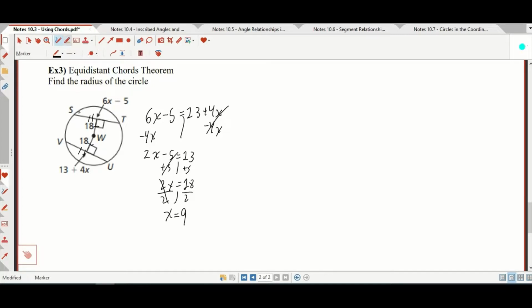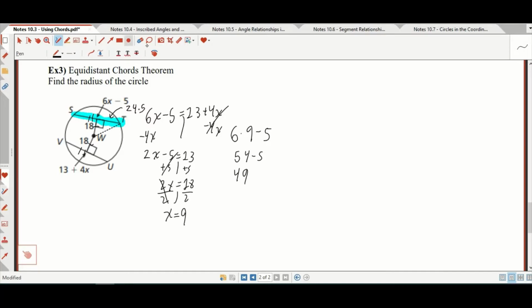Well, how x helps us is that it's going to tell us this length ST, because it's 6 times x, which is 9, minus 5. And 6 times 9 minus 5 is going to be 54 minus 5, which is 49. Now again, how does that help us? Well, I know that WT is the radius, if that's the center there. So from W to T is the radius. So we actually have a right triangle where one leg is 18, the other leg isn't 49, it's half of 49, which is 24.5.